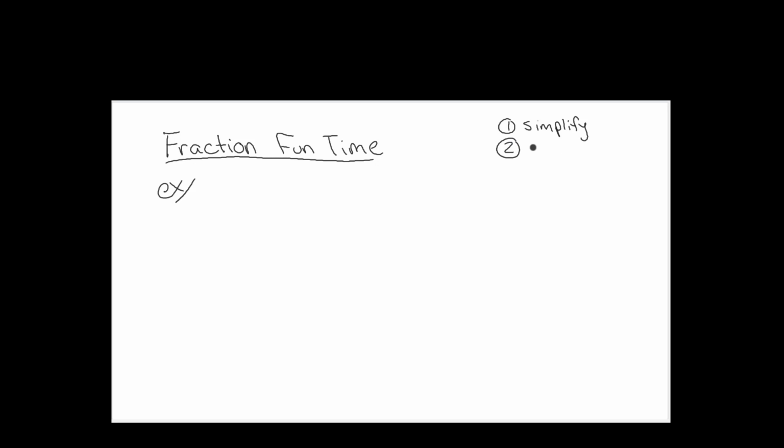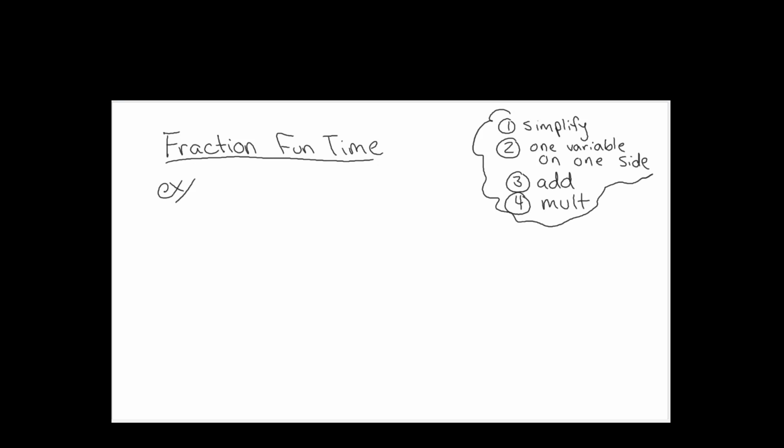The next step is to make sure we have one variable, the one that we want to solve for, on one side. And last but not least, we will do the two properties. We'll do the addition principle and then the multiplication principle. And that basically says what I do to one side of the equation, I better make sure I do the same thing to the other side while I get that variable by itself. So that's what we're doing. Keep this in mind while we are solving linear equations with fractions.